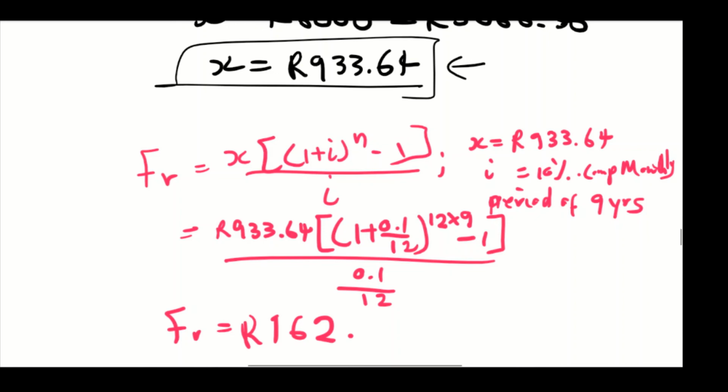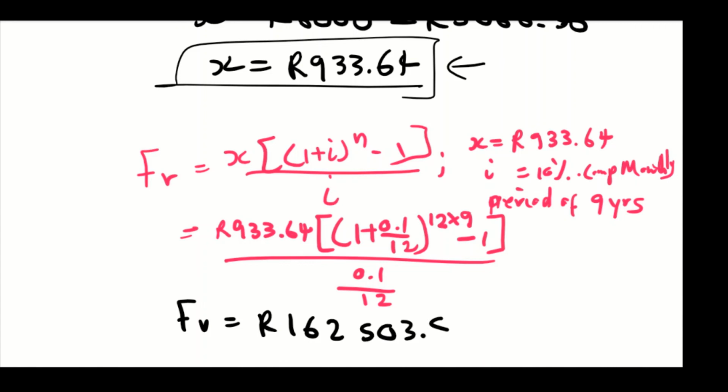162. Let me just write this properly. So the future value is going to be equal to 162,503.5, right? So this is the future value, the amount that Mandy will have remaining once she has repaid the loan. So this amount, she can use it to pay for the fees of the student, right? So we are done for this question. Off to the next one.